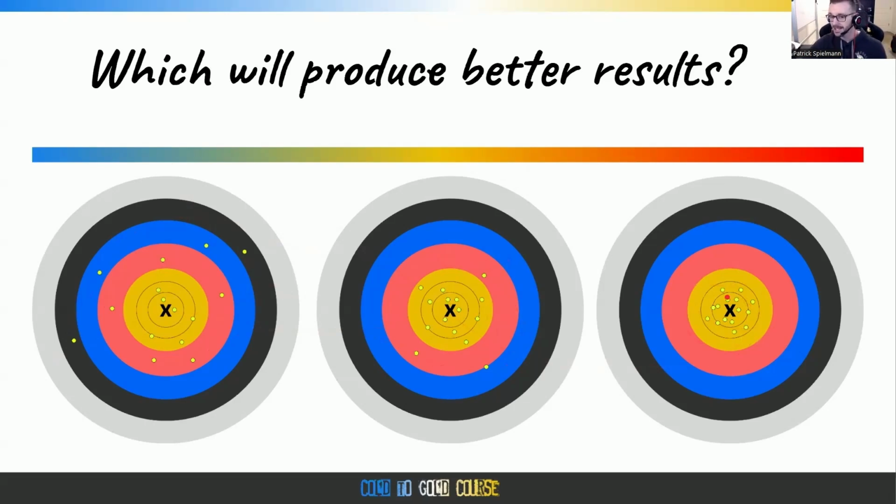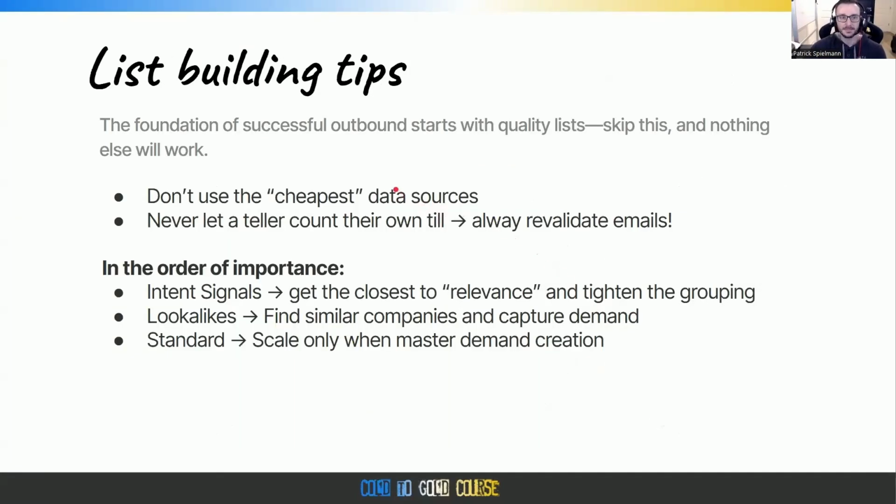Okay, so it takes a little bit of time to build these lead lists, but the more relevant and the more tight you can get this grouping, the more success you're going to have with your leads. All right. And just some tips here, foundations for lists. Don't use the cheapest data sources. I know it's obviously try to save as much money as you can, but oftentimes the cheapest data sources aren't always the best. And I always say never let a bank teller count their own till. You always want to revalidate your emails from any data source that you have. Okay. So you don't want to risk bouncing emails.